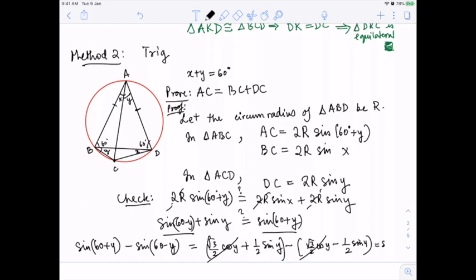We wanted to show this plus this is equal to this. Instead I showed that sine 60 plus y minus sine 60 minus y is equal to whatever remains, sine y. So we are done. We proved it by trigonometry; at the end it was just algebra and some trigonometric identities. But there was no transferring segments.